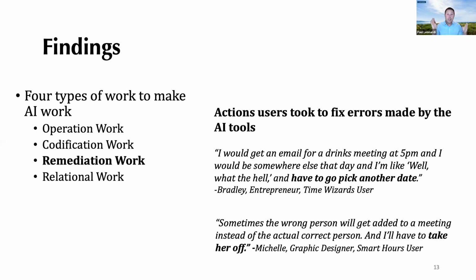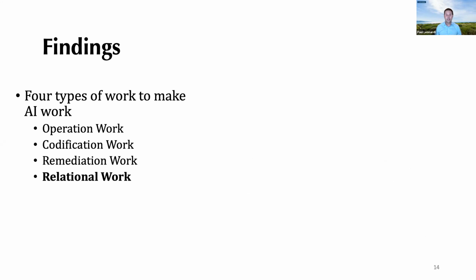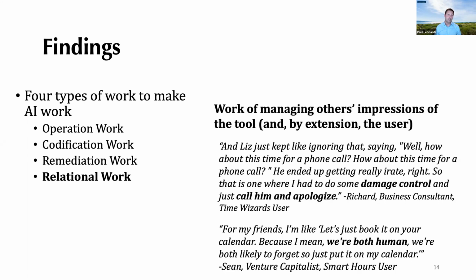Of course, the companies loved this because each instance of a user doing this was a data point that the companies could learn from as their tools were improving based on their machine learning algorithms. And the final kind of work that they engaged in quite often was what we called relational work. And relational work was the work of managing others' impressions of the tool, and by extension, the users, because the tools were operating on behalf of the users.